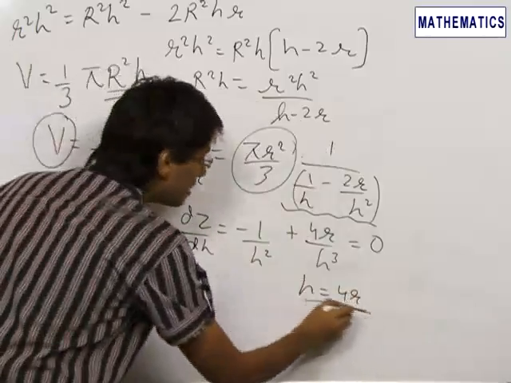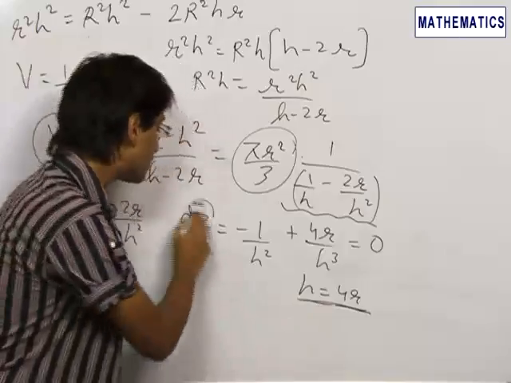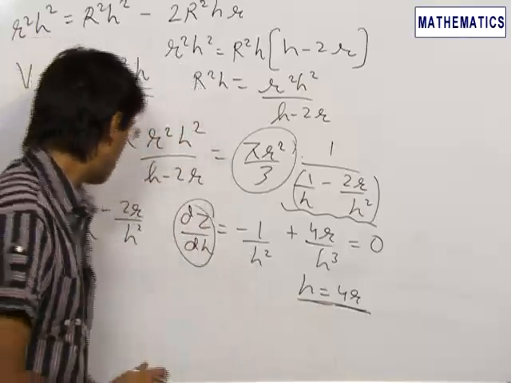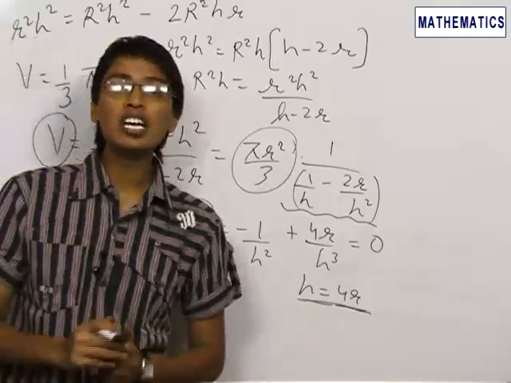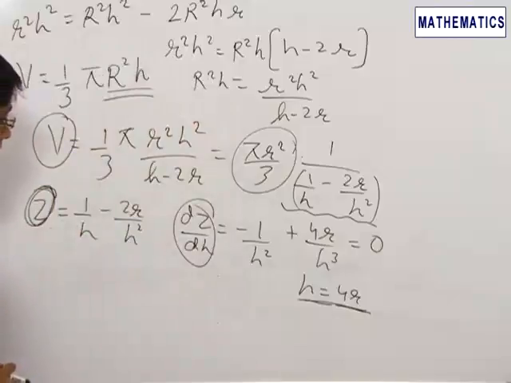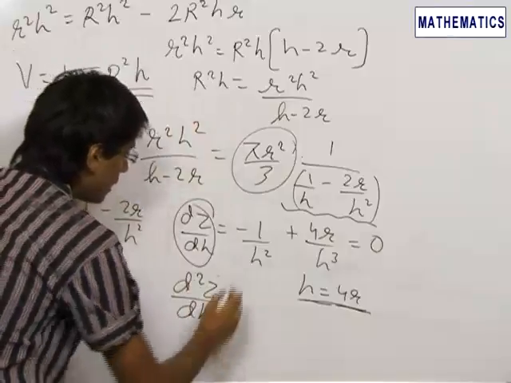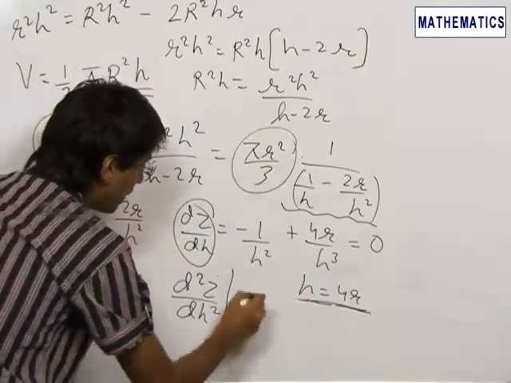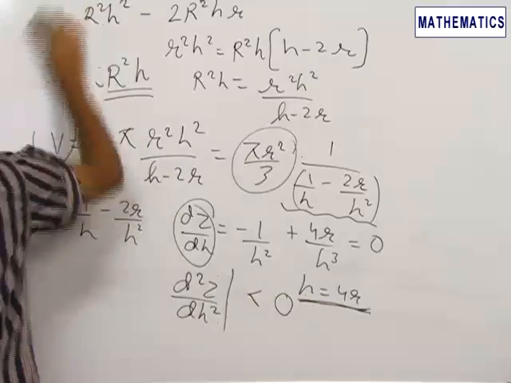We can prove that this height which we have obtained to be equal to 4r is causing this function to be maximized by finding out d2z by dh square, which is the second order derivative of z with respect to h, and d2z by dh square at this value of h will definitely come out less than 0. That proves that z is maximized at this value of h. Hence we have obtained h to be equal to 4r.